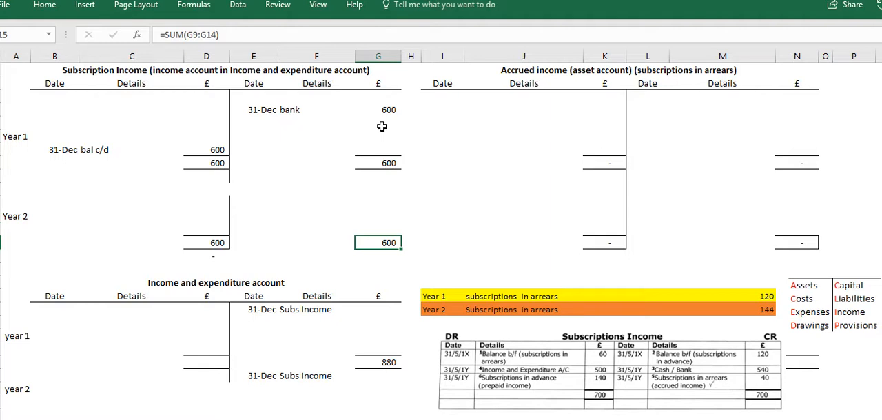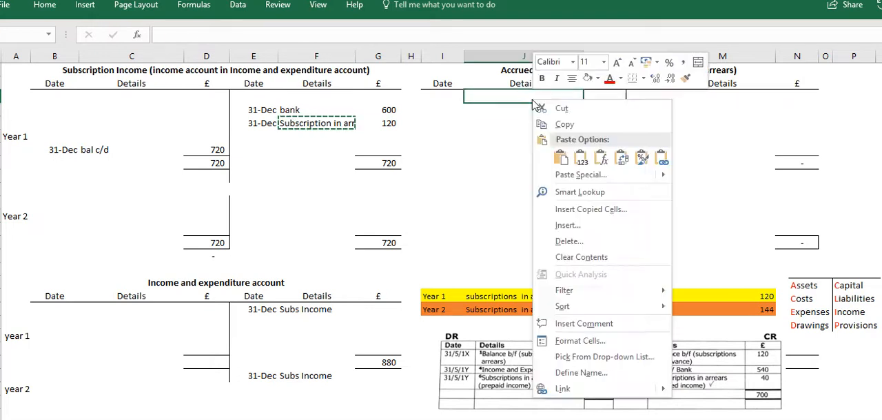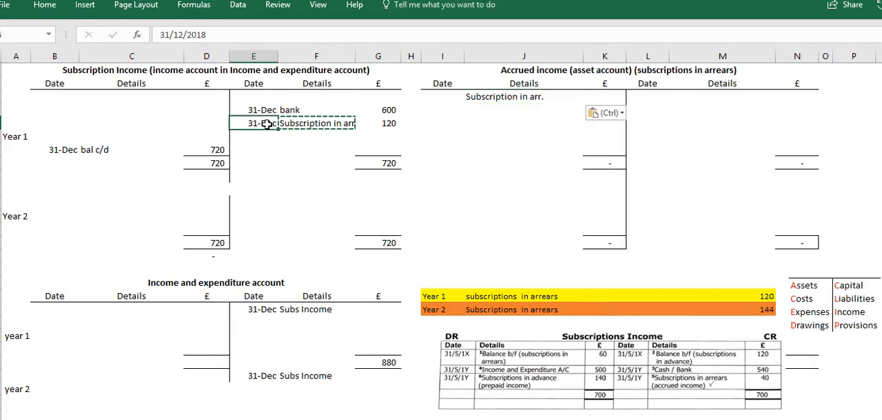Accruals increase income and expenditure accounts. So that's what we're doing here. So we're going to increase the income by £120 on the last day of this period. And this is our subscription in arrears. I'm going to include that up here of £120.